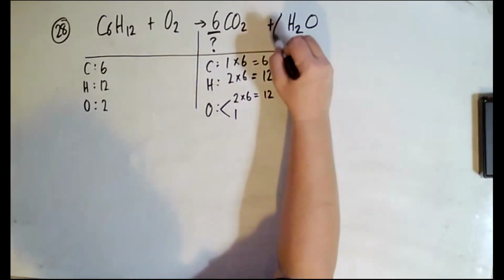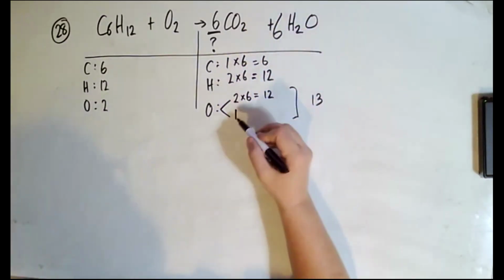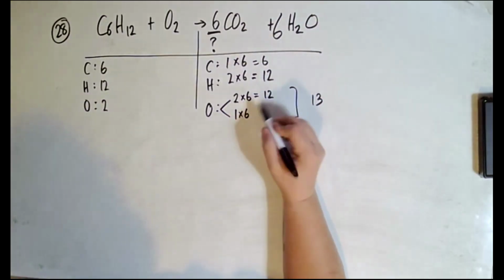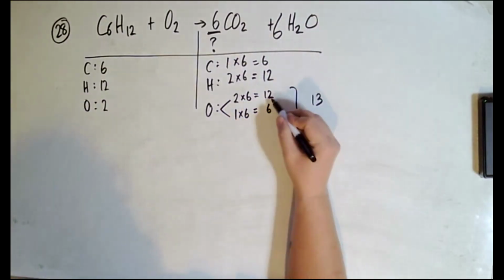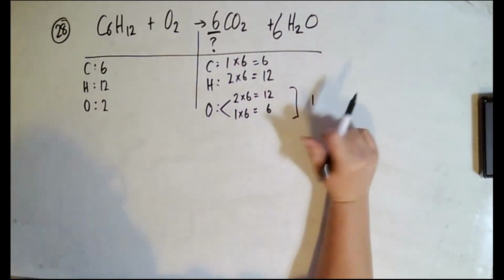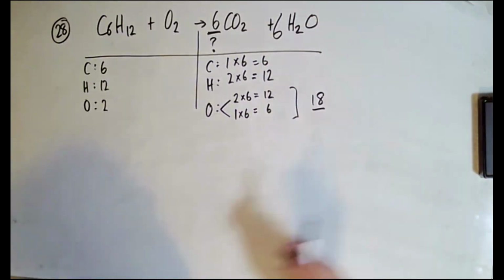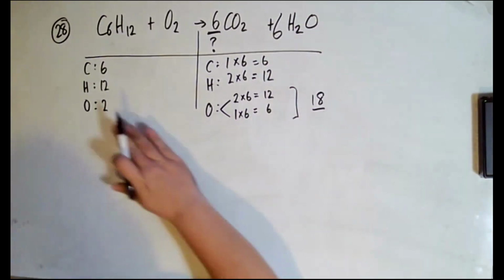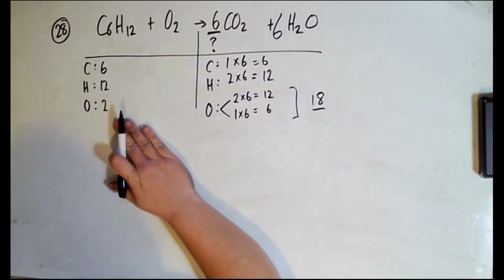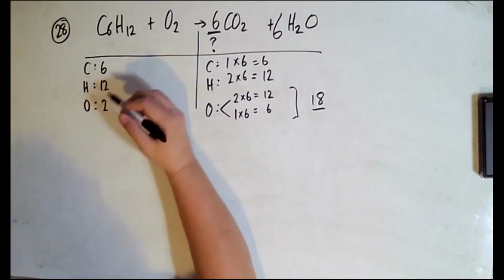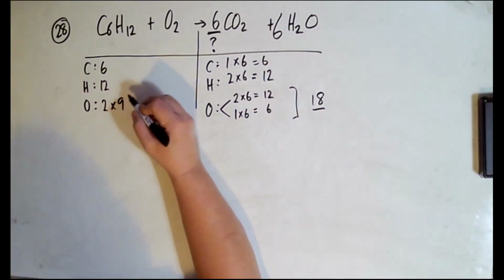So we'll put a 6 in front here. So we're going to be multiplying this oxygen by 6 as well. And so now when we add these two together, we've got 18 oxygens total. All right. So now we come back over here. What number do we have to multiply by 2 to get 18? We're going to have to multiply that 2 by 9.